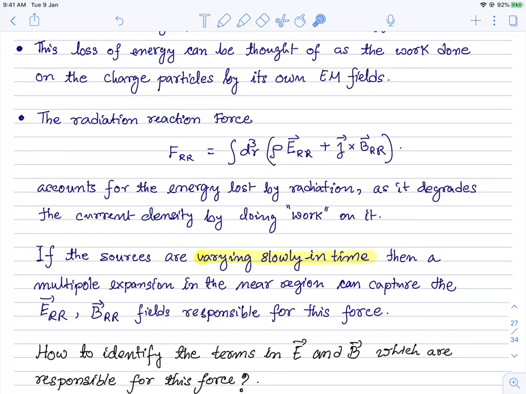Of the sources, the charge density and the current density, there are of course, at asymptotically large distances, also the radiation fields, etc. But in the near region there are also electric and magnetic fields that create some force on them, and so basically we need to deal with the near region electric and magnetic fields for slowly varying charge and current densities. Okay, that's what we are going to try and understand.